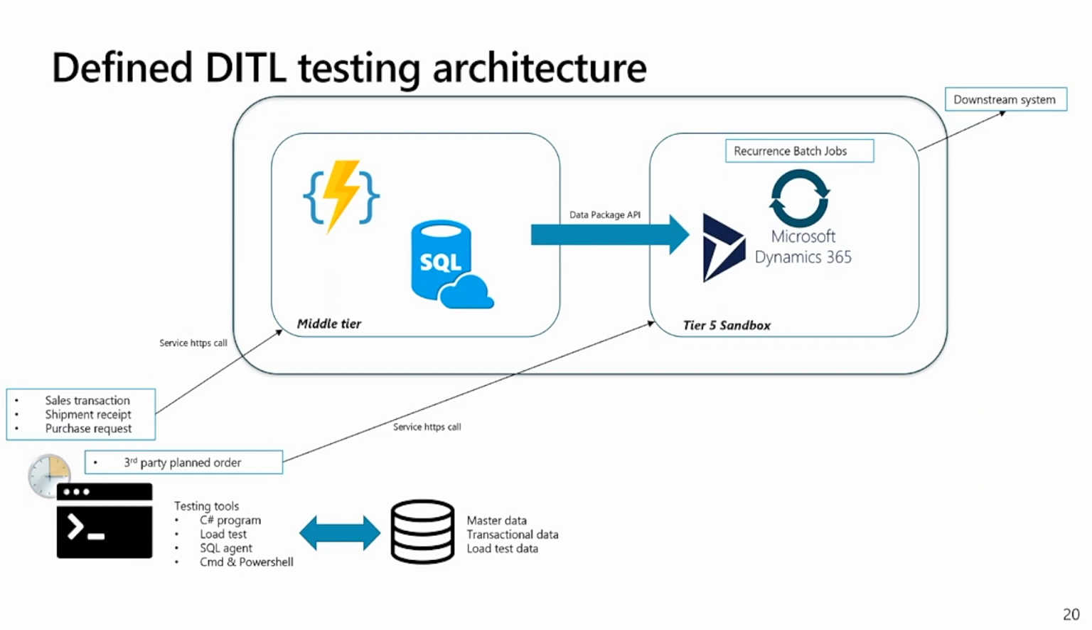The control program generated the data to the middle tier or to the dynamic specify FNO, and we also store the data in the master data. And I have set up a number of batch jobs on the FNO side to make them run recurring at the scheduled time.